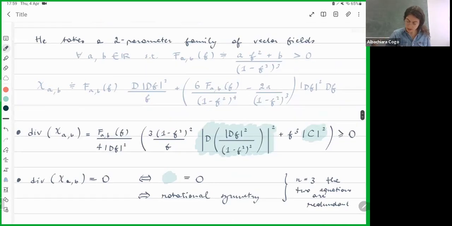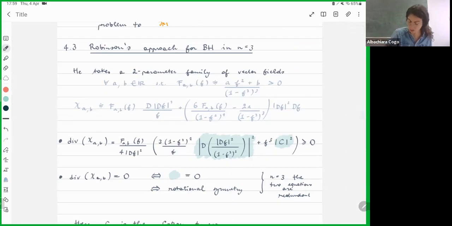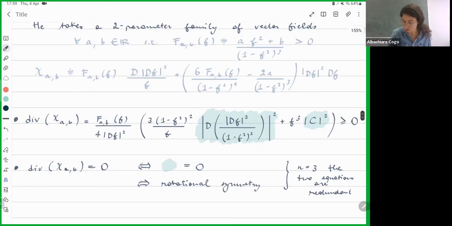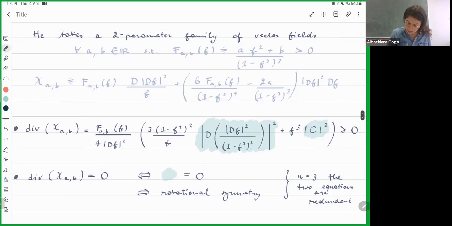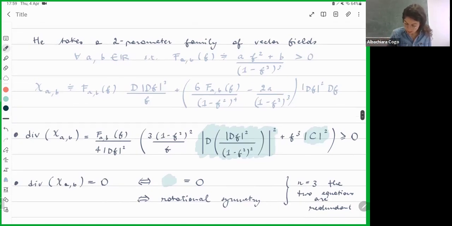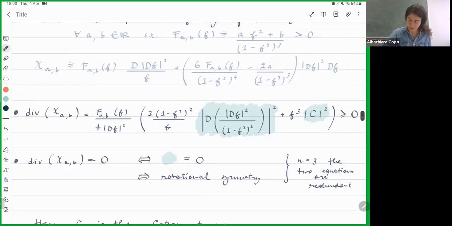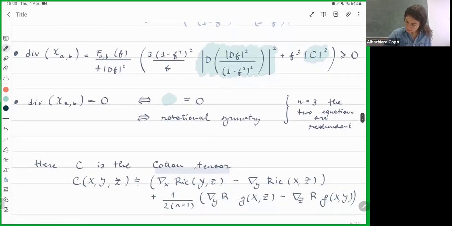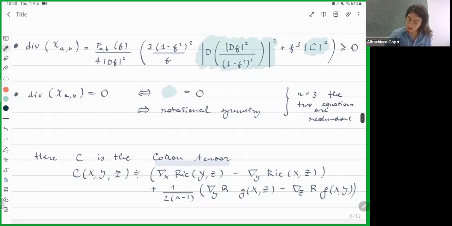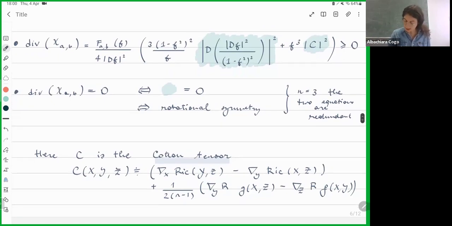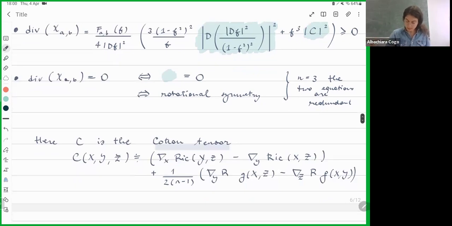So okay, then the goal restricts to show that this divergence is zero. Once one is able to show that these two quantities give rotational symmetry, then the problem restricts to showing that this divergence is zero. And as we said, one can use the divergence theorem to transfer the problem to the boundary and use the properties of the boundary. Sorry, I was taking for granted that the C tensor appearing in the second term is the Cotton tensor, which you can think of as a derivative of the Ricci.